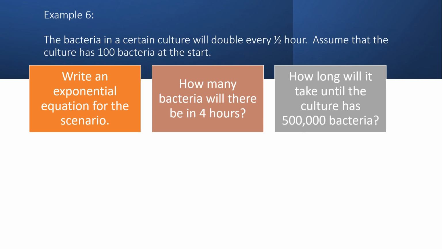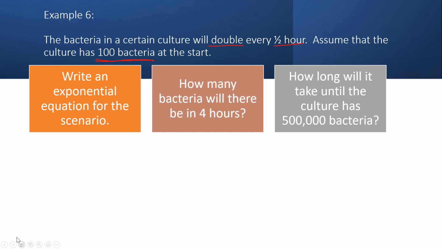Hello, in this video we're looking at a bacteria in a certain culture. So that's like a petri dish with some sort of food in it for the bacteria, and it will double, that's a key word, underlining that, every 1/2 hour. We're going to assume that the culture has 100 bacteria at the start.